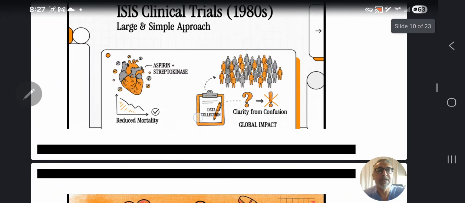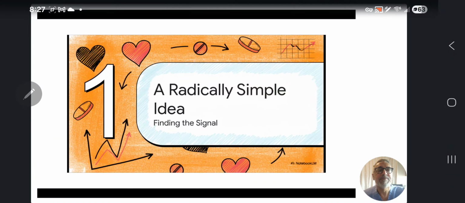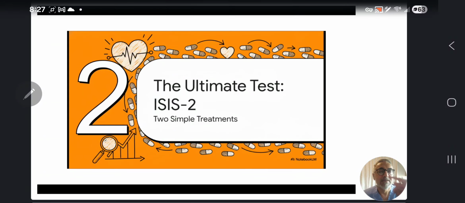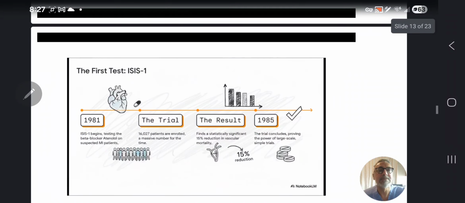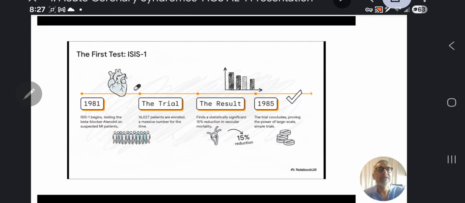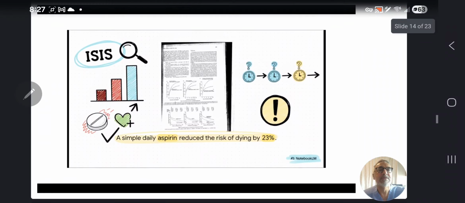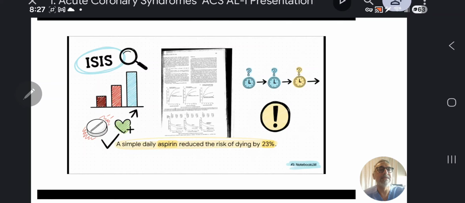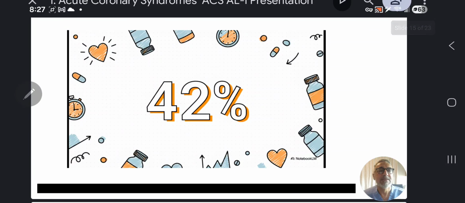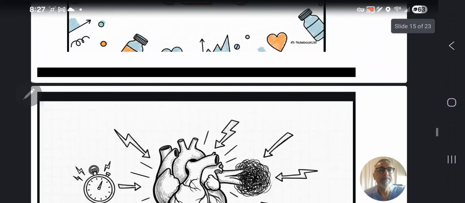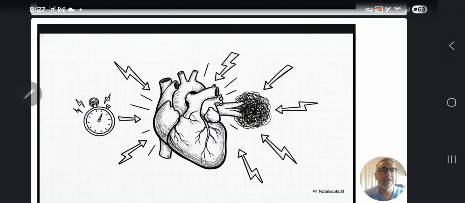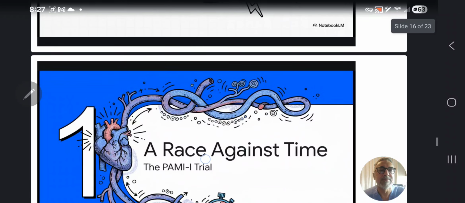The first trial proved beta blockers were beneficial, and it was a randomized trial. The second trial involved use of aspirin and streptokinase. This showed that using aspirin gave a 23% drop in mortality, and using aspirin and streptokinase together caused a 42% drop in the primary endpoint, which was a huge finding. Subsequently, it became clear that time is muscle and you should treat quickly. The time from onset of symptoms, to presentation, to administration of a lytic should ideally be under 30 minutes.